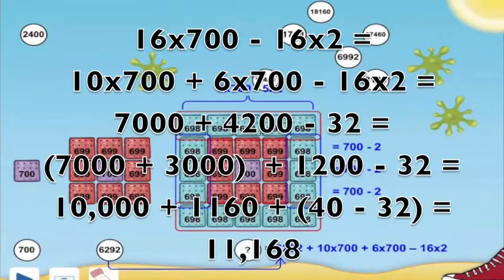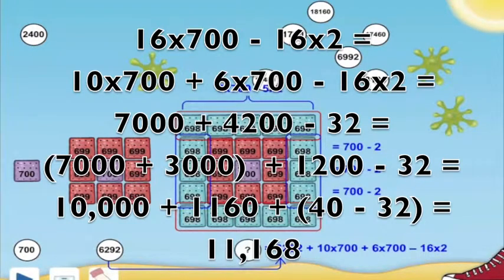10 times 700 is 7,000. 6 times 700 is 4,200, or 4,200 minus 32. We're going to pull out a 3,000 from 4,200 so we can add it to the 7,000. And that leaves us with 1,200. So we have 7,000 plus 3,000, which is 10,000, plus 1,200 minus 32.